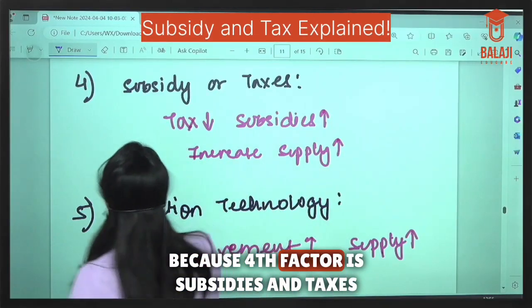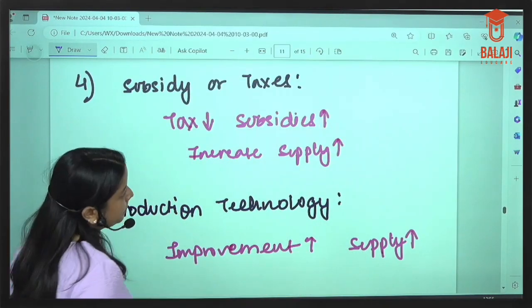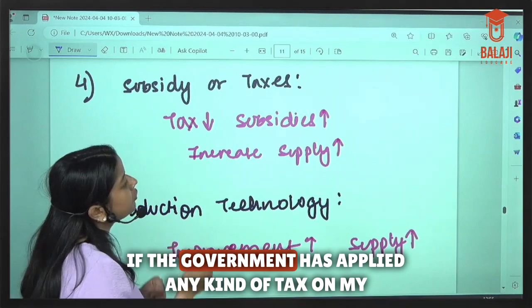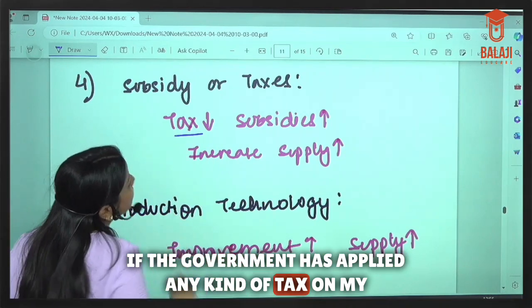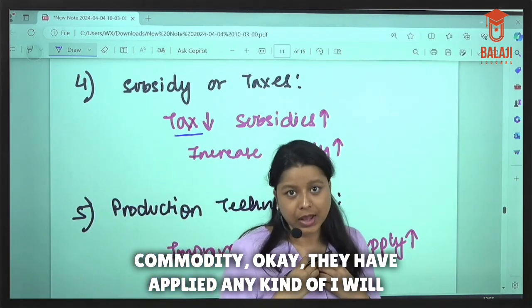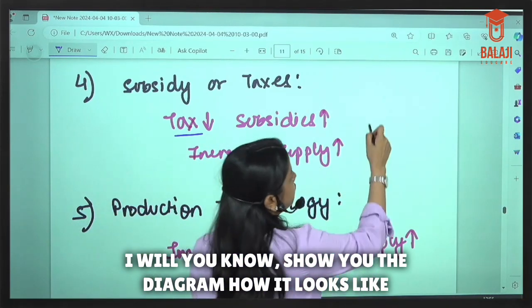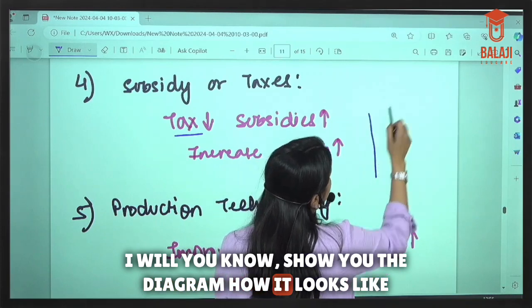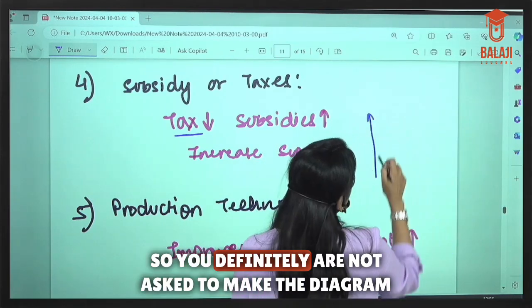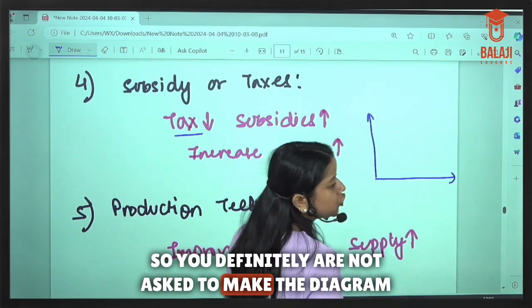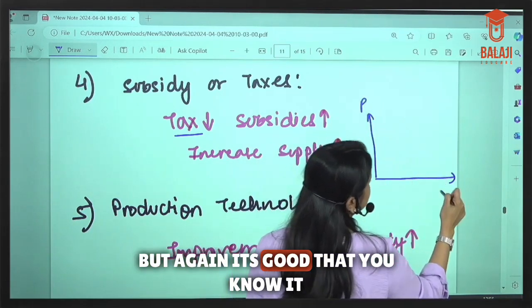Factors. Fourth factor is subsidies and taxes. Now, for example, if the government has applied any kind of tax on my commodity, I'll show you the diagram of how it looks. You are definitely not asked to make the diagram, but again, it's good that you know it.